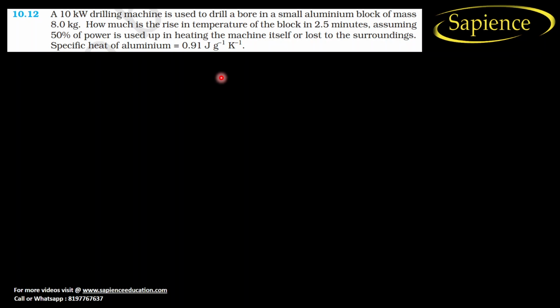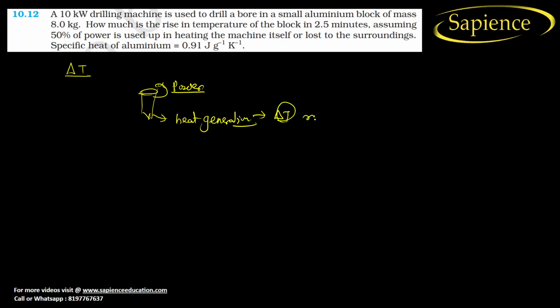So actually, we need to find out how much is the rise in temperature. So we want delta T, okay? There is a drilling machine. What happens when it rotates with the power given? Due to this power, there will be heat generation, and due to heat generation, a temperature difference will be created, or a rise in temperature will happen. Got it? Now what we need to do?